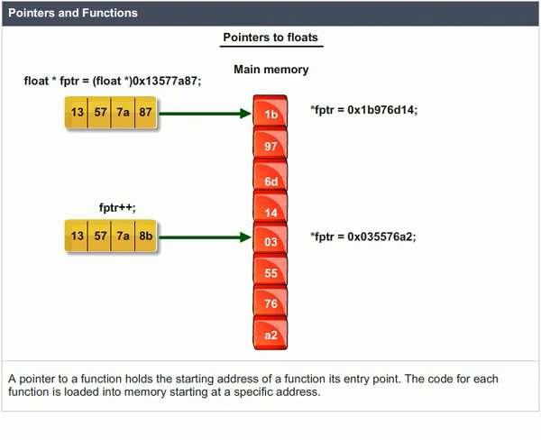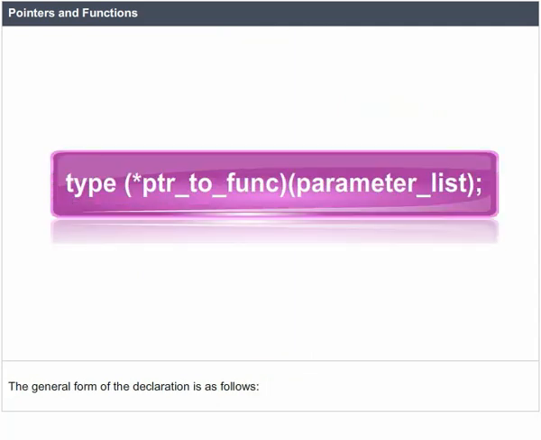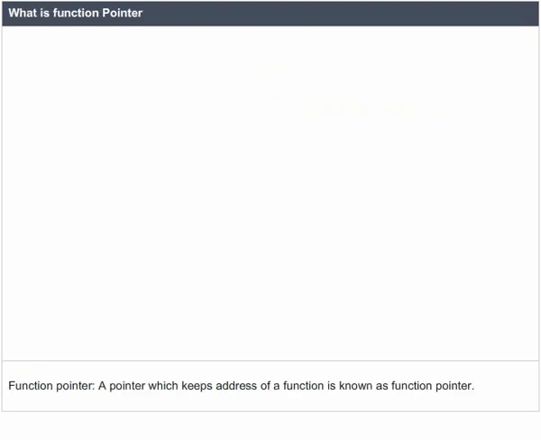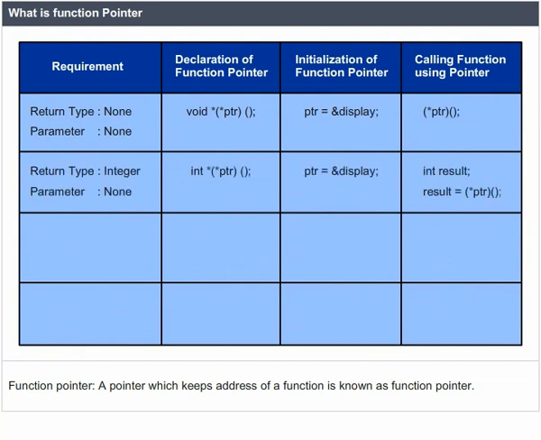Like other pointers, one must declare a pointer to a function. The general form of the declaration is as follows: type (*ptr_2_func)(parameter_list); What is a function pointer? A pointer which keeps the address of a function is known as a function pointer.